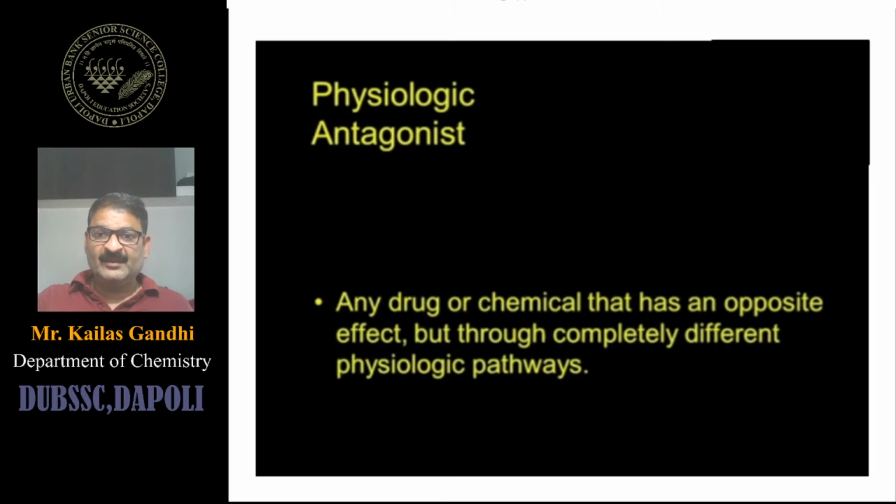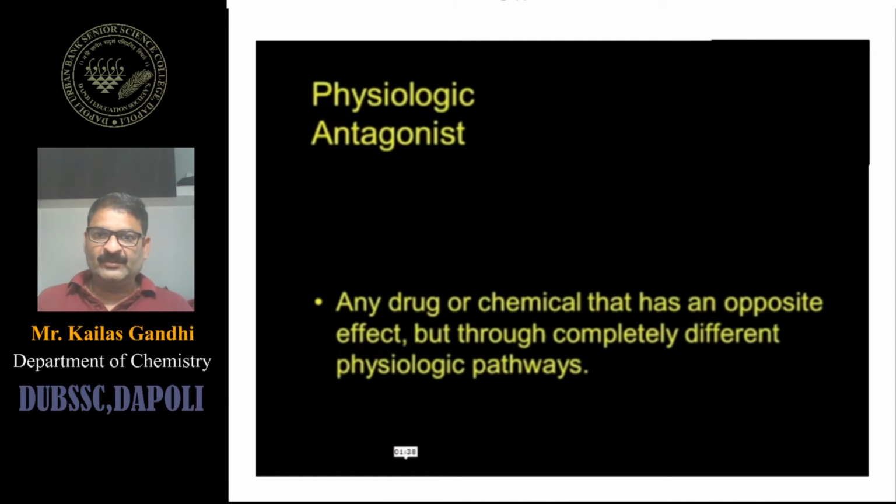And next one is a physiological antagonist. The fourth type is a physiological antagonist. Any drug or chemical that has an opposite effect but through a completely different physiological pathway, then we consider that type of antagonist as a physiological antagonist. So I think from this explanation the idea regarding the agonist and antagonist has become clear.